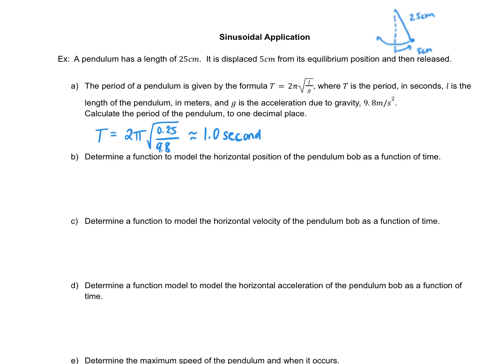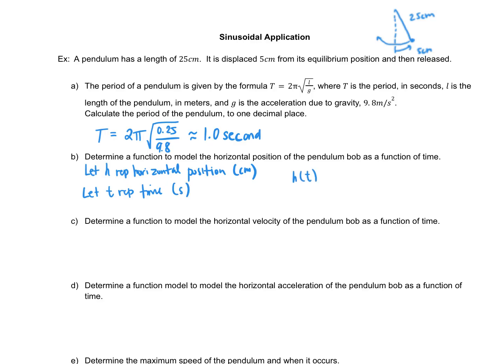So that's nice. Now we can find a function to represent the horizontal position of the pendulum as a function of time. So I'm just going to introduce some variables here. I'm talking about horizontal position, so let H represent horizontal position in centimeters, and this is with reference to time, so let t represent time, and it will be in seconds.